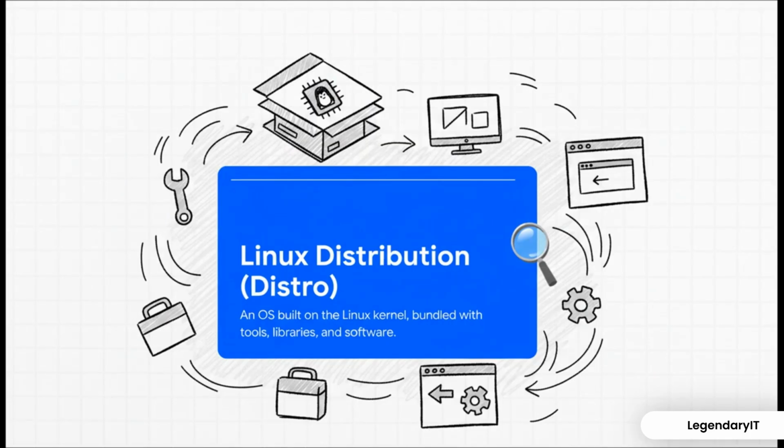So if that's the kernel, then what's a distro? Well, the distro, short for distribution, is the whole package. It's what you actually use. It takes that powerful kernel and bundles it with everything else you need to have a complete operating system. The desktop you see, all the system tools, and of course, apps like a web browser.